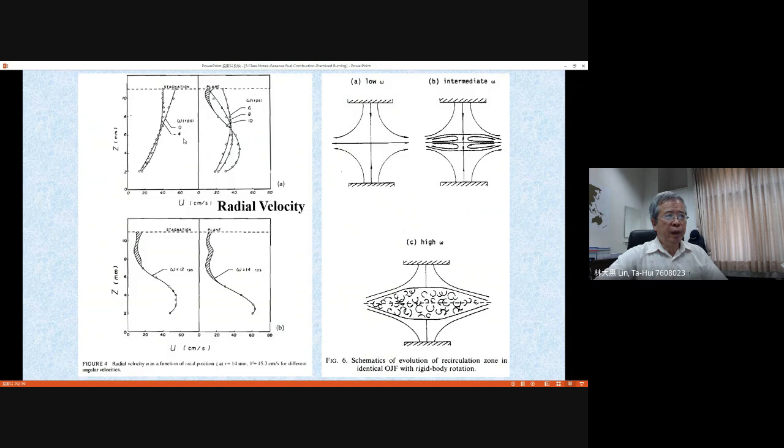Okay. This kind of reverse variation in radial velocity will be enhanced as you increase the omega. Okay, 6, 8, and then 10. You can see radial velocity continuously increases with increasing omega in the lower flow region, but in the upper region closer to the original stagnation plane, the radial velocity is reduced by increasing the rotating speed.